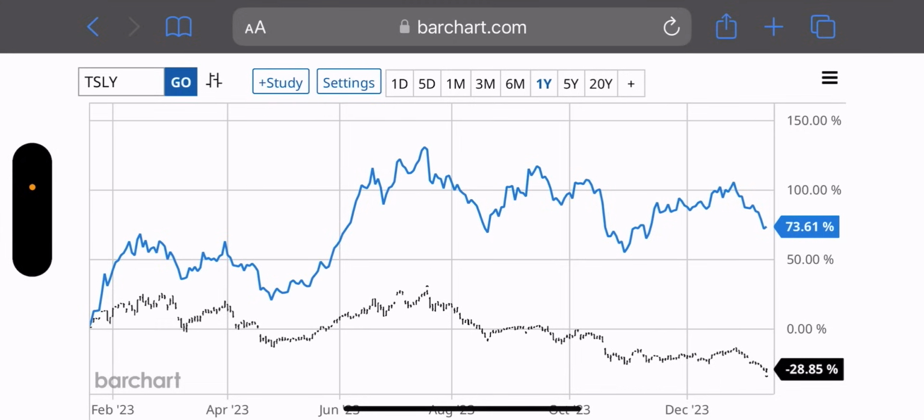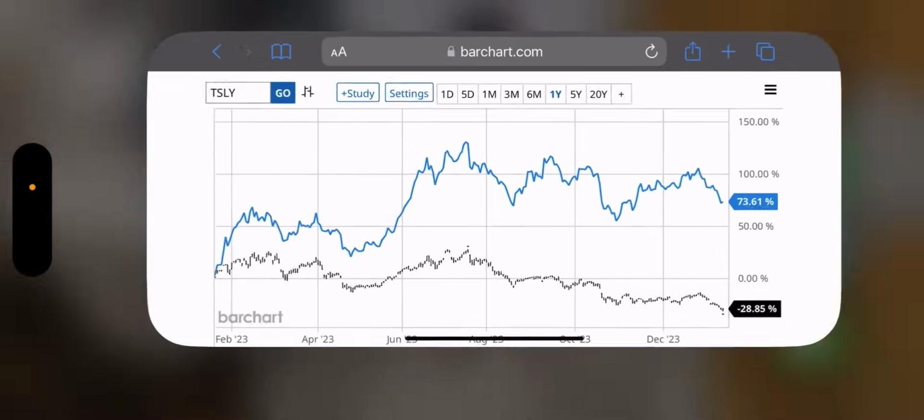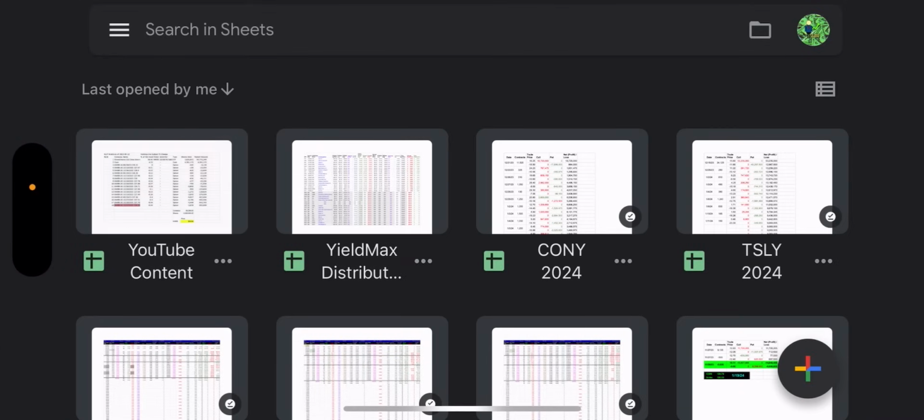What you see on the screen here on barchart.com is just a quick comparison, 1 year out. This is not inception, but it just shows the 1 year chart. Tesla in blue, Tesley in black. So obviously, Tesla is beating Tesley. On a visual basis, anyone can look at this and be like, oh my God, this fund sucks, right? But it's easy to just say things versus actually understanding. So that's what I want to look at here.